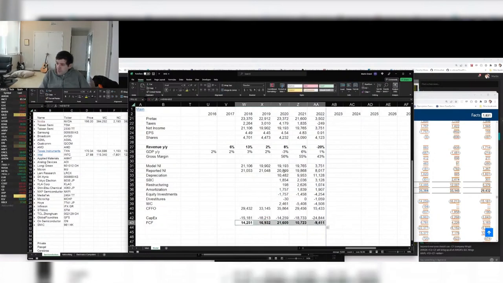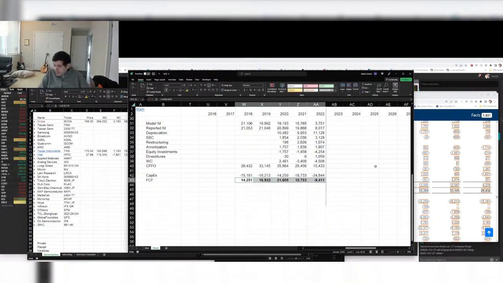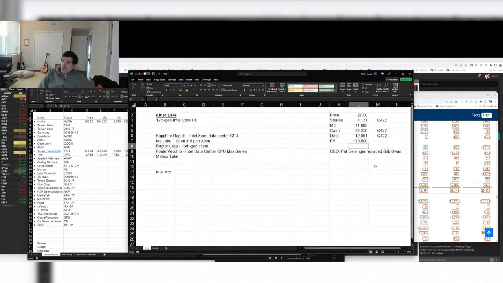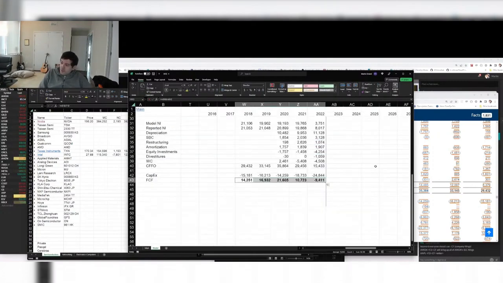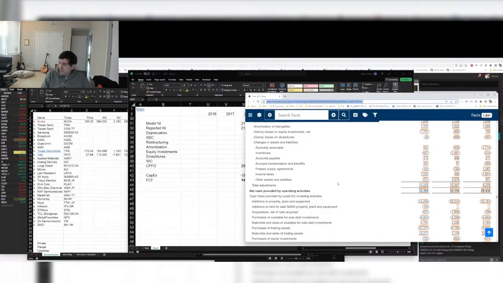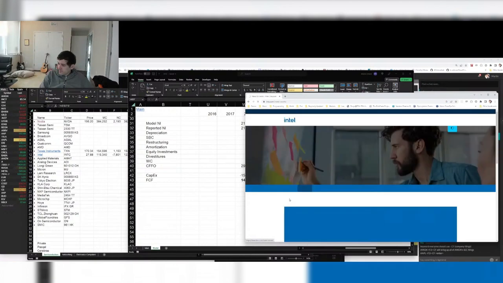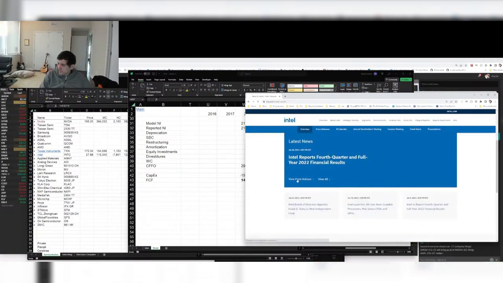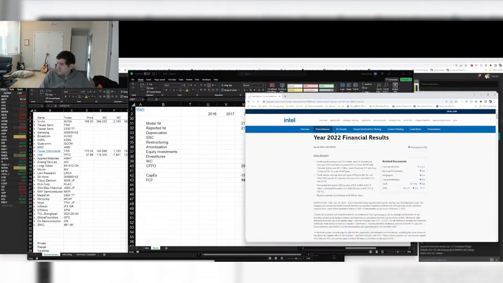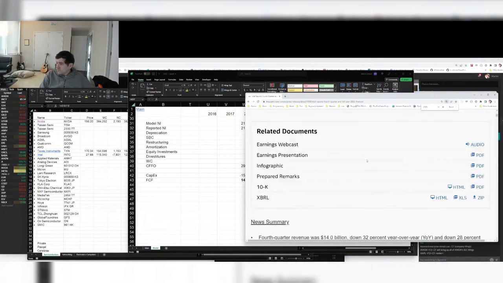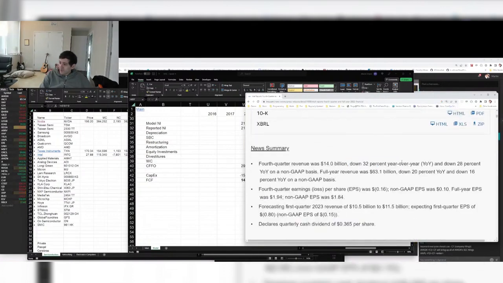Okay, so over the last 5 years, Intel free cash flow has averaged 11 billion, which makes the stock look, quote unquote, really cheap based on 11 times earnings, but I think they're saying that 2023 is not going to be a good year. So let's take a look at the recent comments. Fourth quarter revenue is down 32%. Wow.